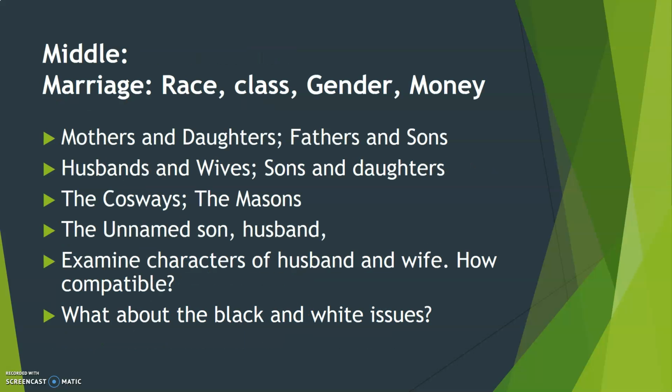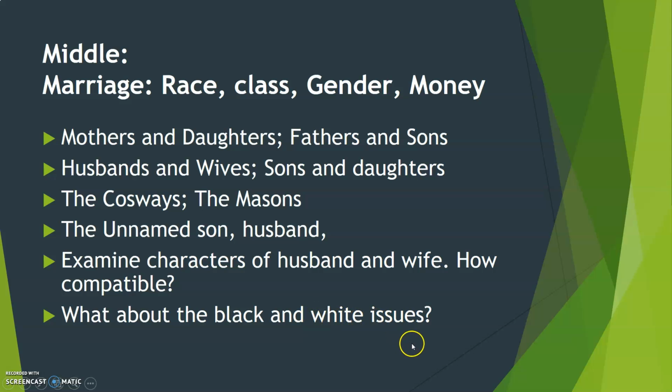In the middle of the text, we're also looking at themes of race, class, gender, money, and marriage, and maybe how each one of these impacts on marriage. Now look at mothers and daughters again, but also pay attention to fathers and sons, husbands and wives, sons and daughters, the Cosways, the Masons, the unnamed son, the unnamed husband. Examine the characters of husbands and wives. How compatible are husbands and wives in marriage?